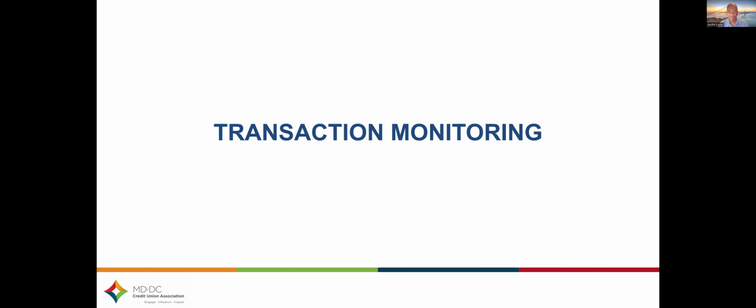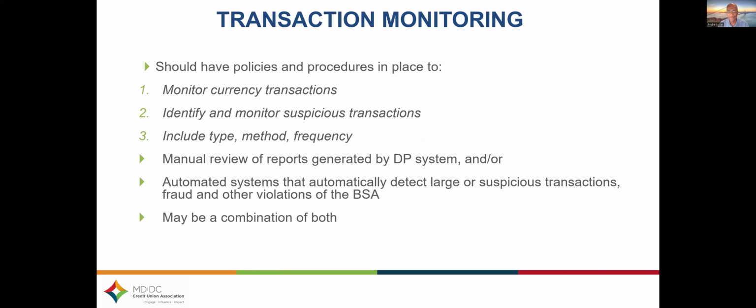Transaction monitoring. Very key component, because if the criminals are conducting transactions in your credit union and you can't identify them, then we can have a little problem here. It can make things very hot for your credit union. You want to make sure that you can do these things. You should have policies and procedures in place that say how you monitor your currency transactions or any other type of transaction that comes through your credit union.